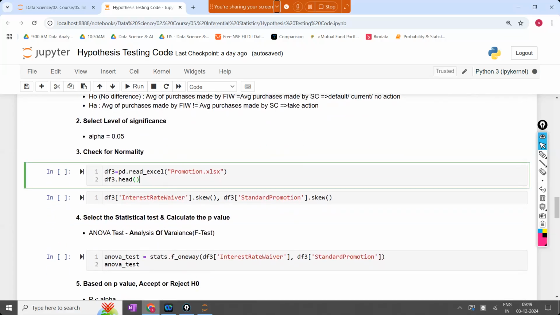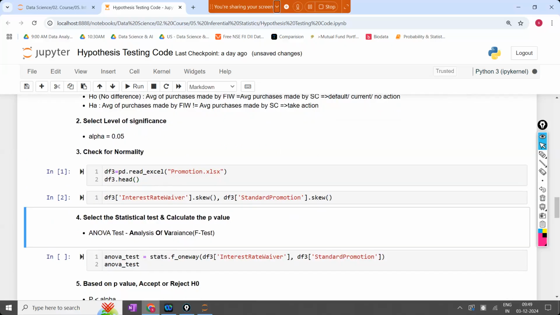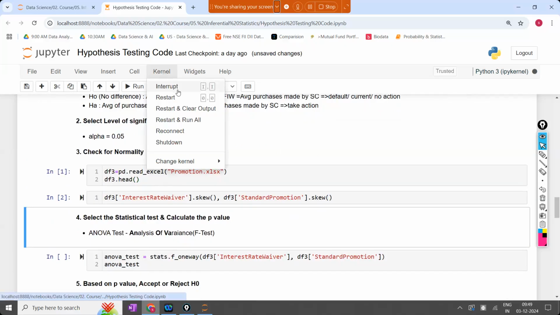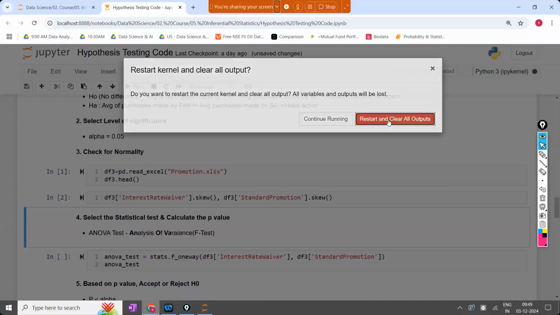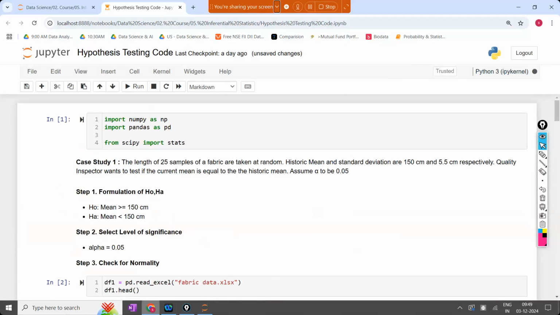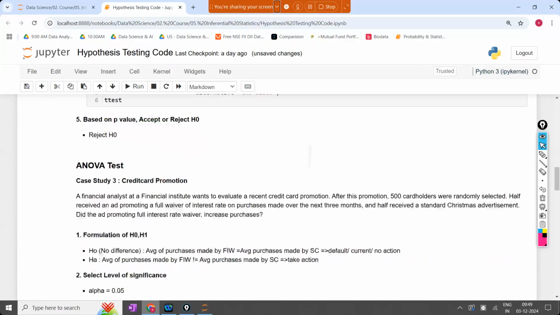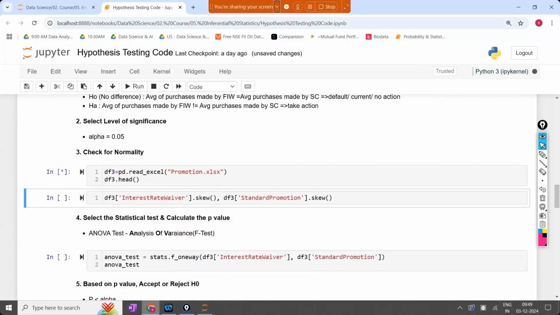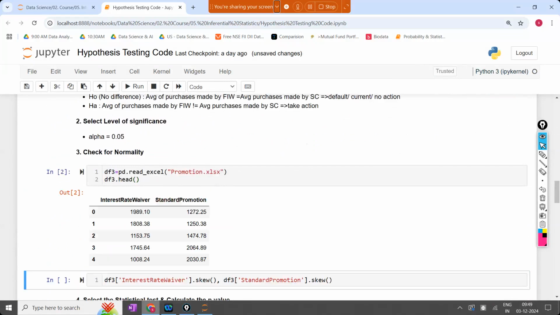Step 3 is you are going to load the data and check for normality. You have to check for the normality. How to check for normality? You are going to apply the skewness. You are going to check the skewness value. And here, how many columns are there? 2 columns are there. So this is the data.